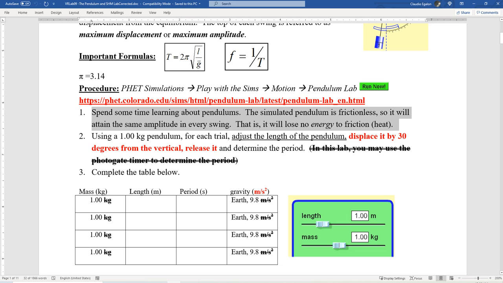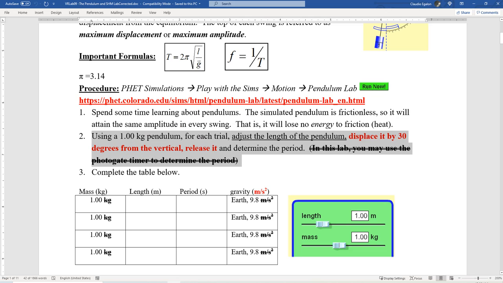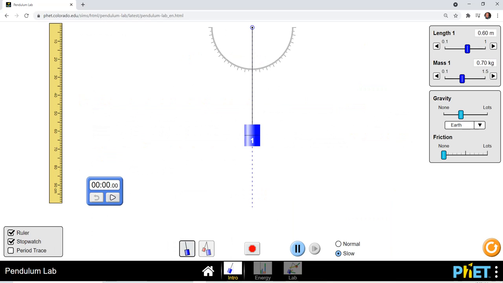Okay, so we are going to keep that. If you make the pendulum frictionless, the pendulum will lose no energy whatsoever. The energy is going to stay constant, okay? So using a 1 kilogram pendulum, we have to change the mass of the pendulum to 1 kilogram. Let's do that. Here you go. We have 0.7, 0.8, 0.9. Here you go. 1 kilogram.